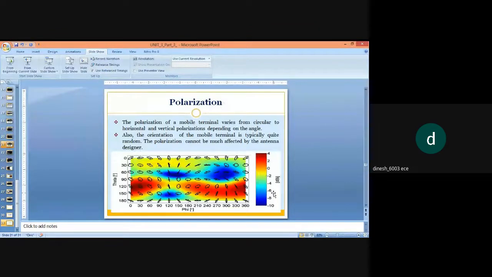Next is polarization. The polarization of a mobile phone varies from circular to horizontal and vertical polarizations depending upon the angle. The orientation of the mobile terminal is typically quite random, so the polarization cannot be much affected by the antenna design. Let's see a polarization with respect to decibels.